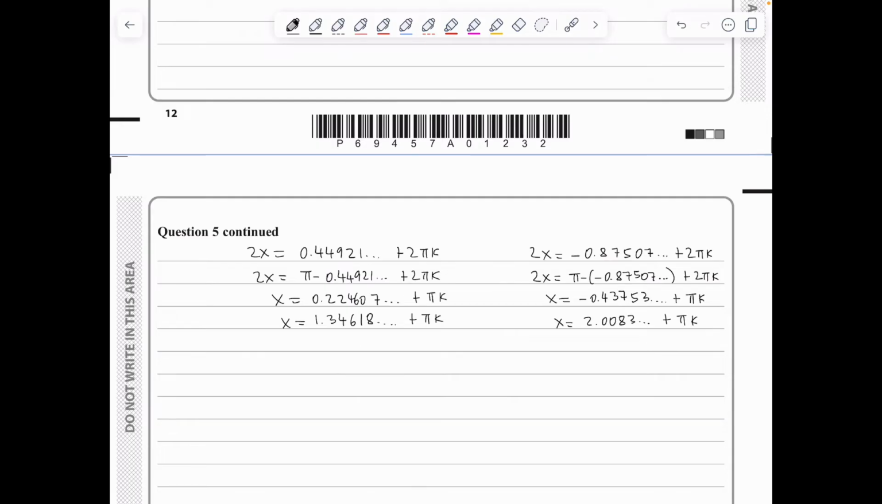Remember that the x takes values from minus pi over 2 to pi over 2, so the solutions are x is 0.225, 1.346, minus 0.438, or minus 1.133. I'm giving answers to 3 decimal places. The mark scheme would accept anything correct to 3 significant figures.